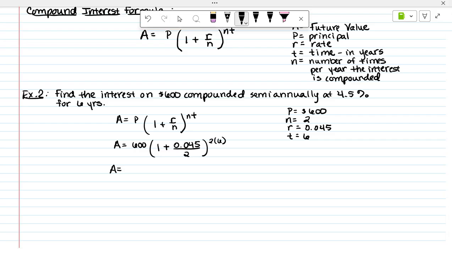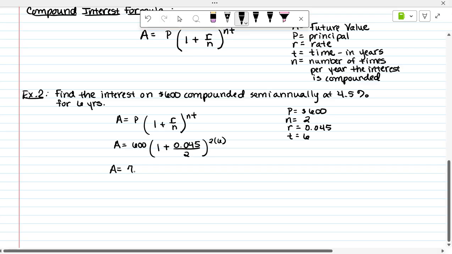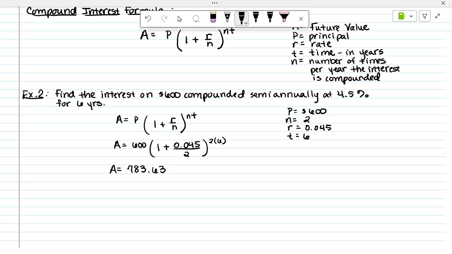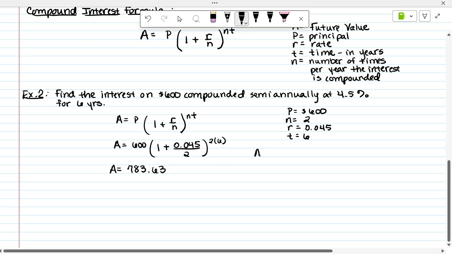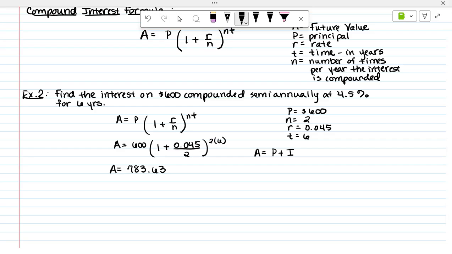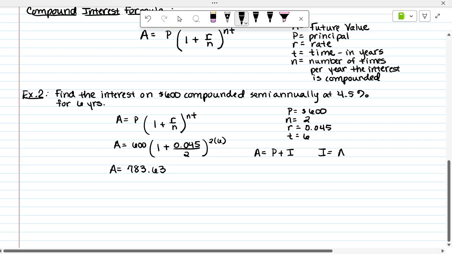Okay? That does give me $783.63. Is that my answer? No. Guys, that's the future value. That's the value at the end. We learned back on our simple interest days that the future value equals the principal plus the interest. We are looking for that I, for that interest. Guys, that means that I equals A minus P.